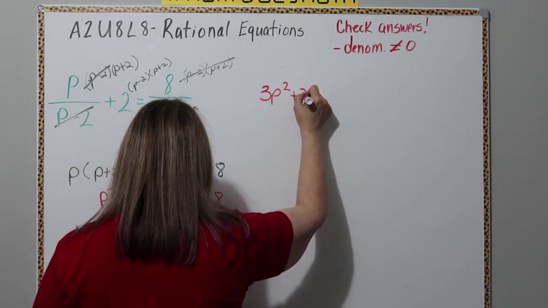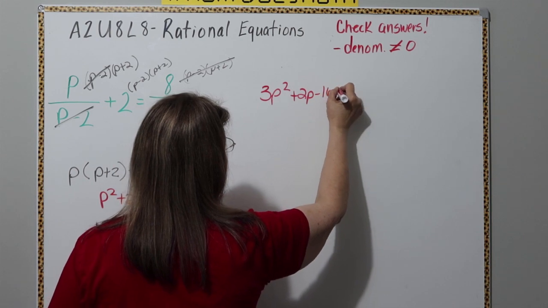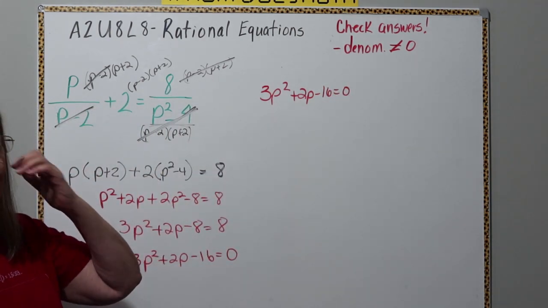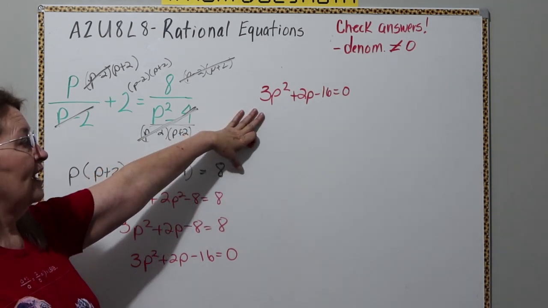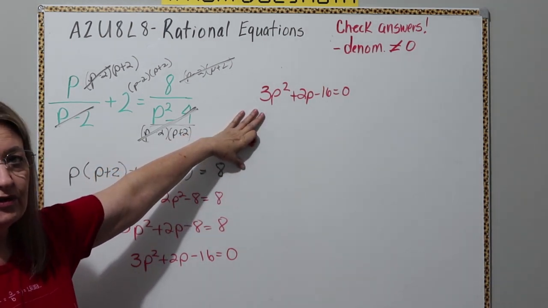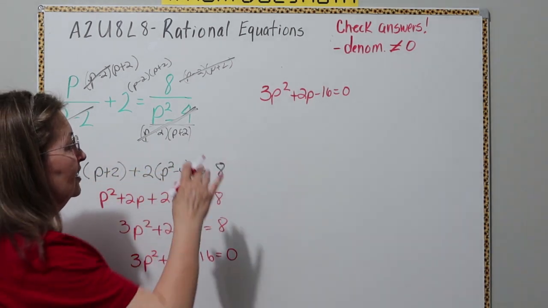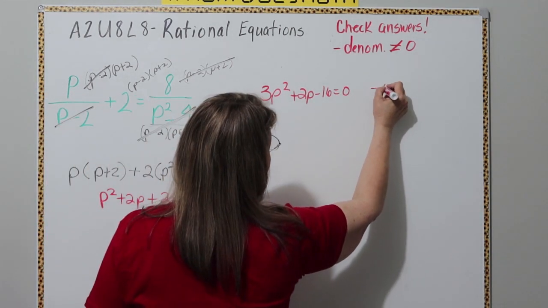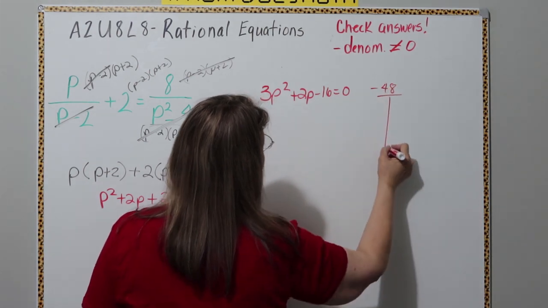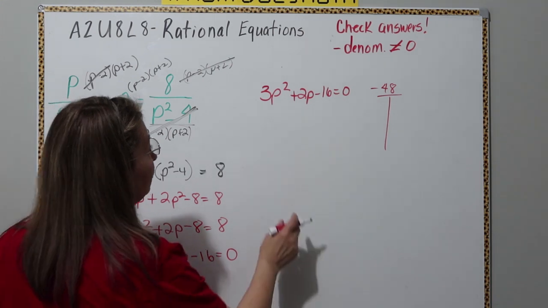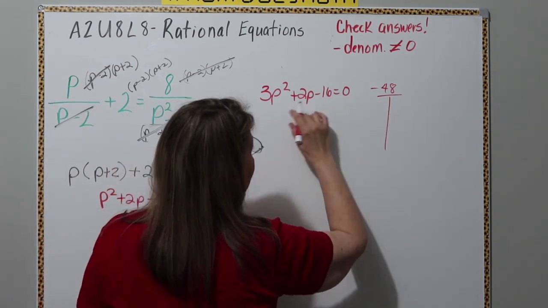3p squared plus 2p minus 16 is equal to 0. And let's solve this. We're going to do it by factoring. Since you have a quadratic that has a term in front of your leading term, you're going to need to use the AC method. So 3 times negative 16 gives you negative 48. We are looking for a pair of numbers that multiply to give us negative 48 and add up to give us 2. And it's a positive 2.